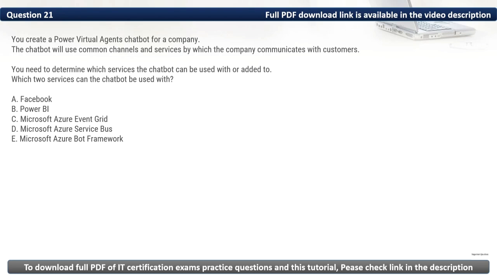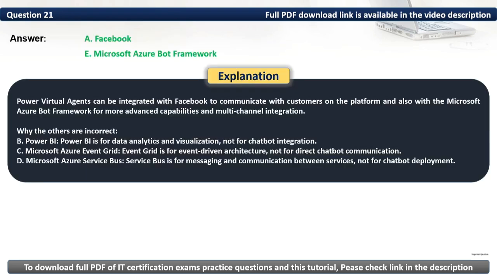Based on the question, let us first discuss the incorrect options. About option B, Power BI is for data visualization, not for chatbot integrations. About option C, Event Grid is for event based architectures, not typically used for chatbot integrations. About option D, Service Bus is for message based communication, not for bot deployment. Thus, the two services that the chatbot can be used with are Facebook and Microsoft Azure Bot Framework. As such, the correct options are A and E.